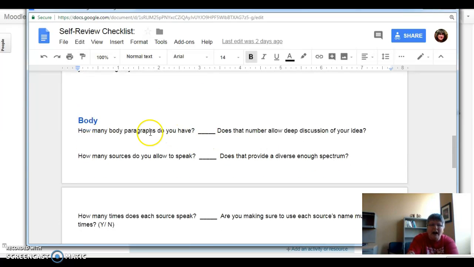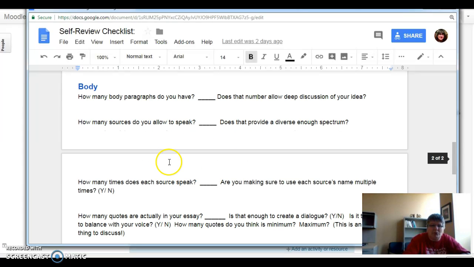Okay, in the body. How many body paragraphs do you have? I still have a student or 2 out there that are giving me 2 or 3 body paragraphs. Now, the minimum is 4. If you're going to get a passing grade from me, you have to have at least 4 body paragraphs. It's been that way since you wrote your first essay for me back in week 4. You need 4 body paragraphs, minimum. Sorry, there's a bug here. How many sources do you allow to speak? Speaking means you've quoted them. How many different sources have you quoted?